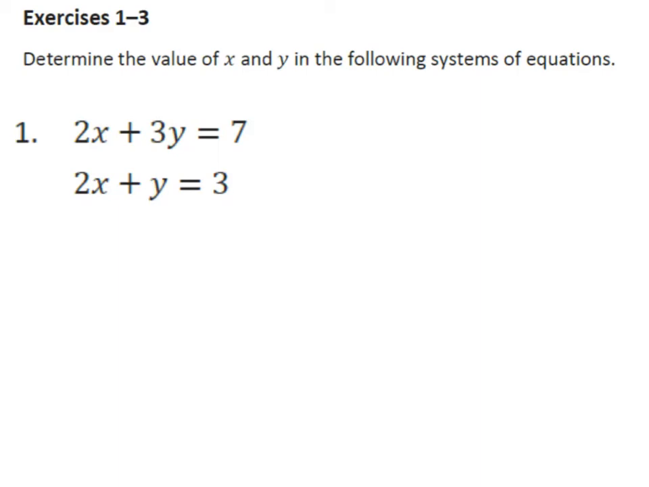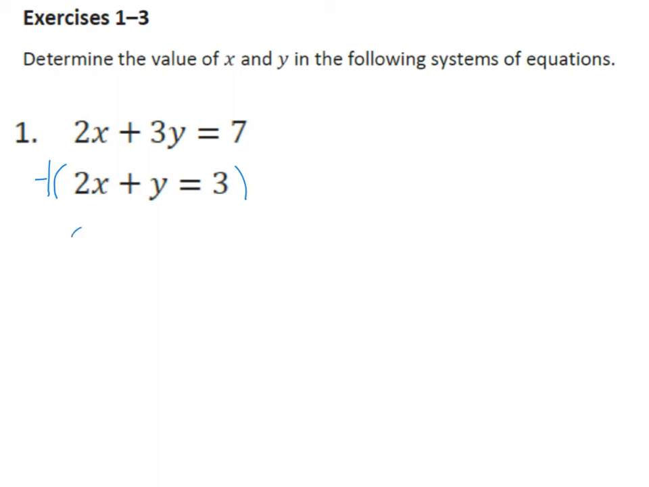So let's take a look at the first exercise here just to refresh your memory on how to solve systems of equations. If you remember from algebra, there are a couple different methods of solving systems of equations. In this one, I'll be using the first method to eliminate one of my variables. So let's eliminate the 2x in the bottom here by multiplying through by -1.